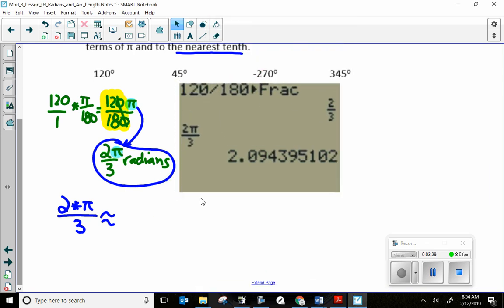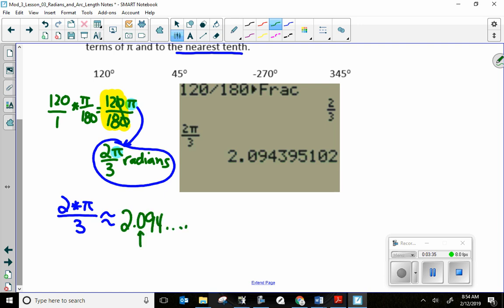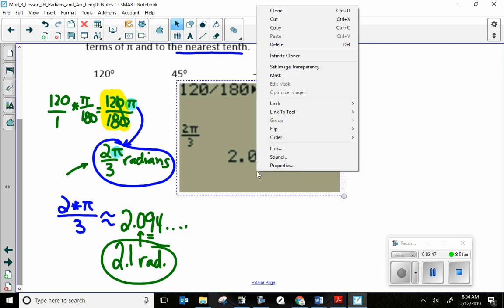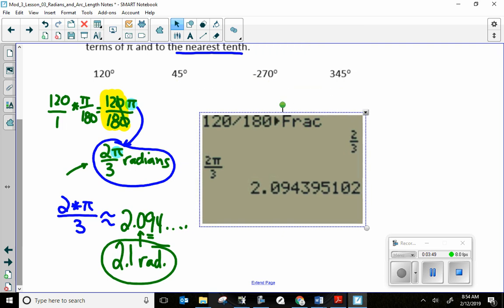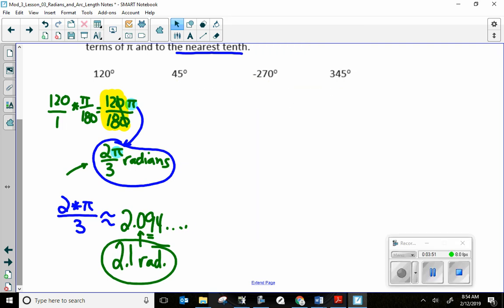They want it to the nearest tenth. So it's approximately 2.094, and so on. This is the tenth because the number after it is 5 or bigger. So 2.1 radians. This is rounded to the nearest tenth, and this is exact. I am not going to round every one of these to the nearest tenth. I am just going to figure these out in radians in terms of pi, and then if you want, you can round them yourself. But I showed you how it's done.